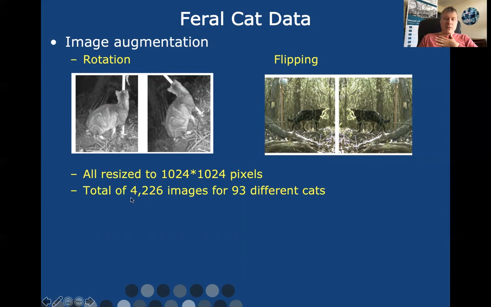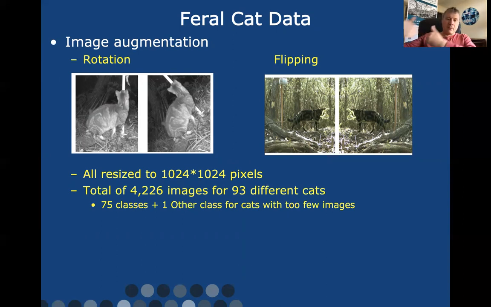In total in this work, we had 4,226 images of 93 different cats. The reality was, though, many of these cats had maybe 1 or 2 images or less, just very few, so we couldn't really use them. So we put all of them into another class, the thing that you're trying to identify and label, called other.